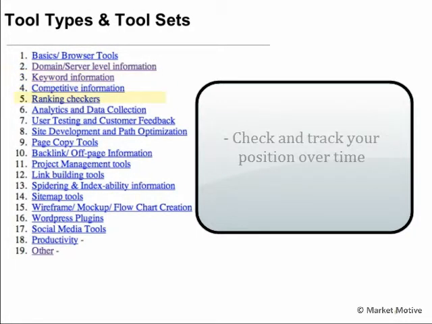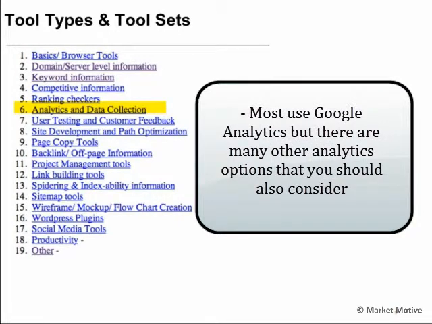There's also rank checkers. You need to see what position you're in and track that performance over time. There's analytics and data collection. Most people are using Google Analytics. There's enterprise analytics options these days as well. You need to take that into consideration when you're putting these tool sets together, when you're combining your different tools to come up with that SEO tool belt, if you will.